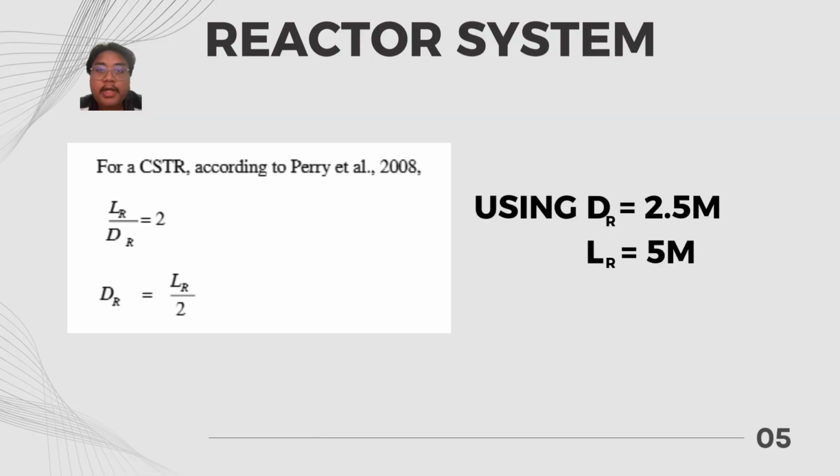So according to Perry et al. 2008, for CSTR, the ratio of the length of the reactor over the diameter of the reactor is equal to 2, and we are using the value of 2.5 meters for the diameter of the reactor, which means that the length of the reactor will be 5 meters. This ratio is commonly used because it gives good mixing and a practical reactor shape.